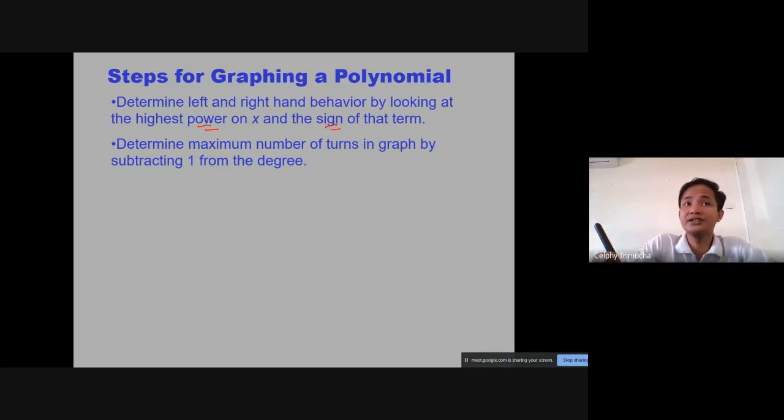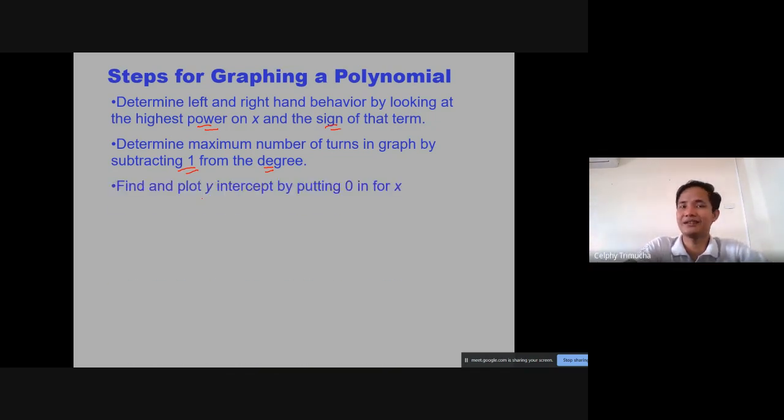Next, determine the maximum number of turns in the graph, by subtracting 1 halin sa degree. Sa amo na ang maximum number of turns naton. Next, pinakahapos, plot naton ang aton nga y-intercept. Paano identify ang y-intercept? Butangan tanan nga x, ilet naton as 0 for the y-intercept.